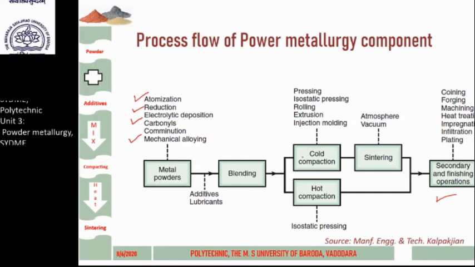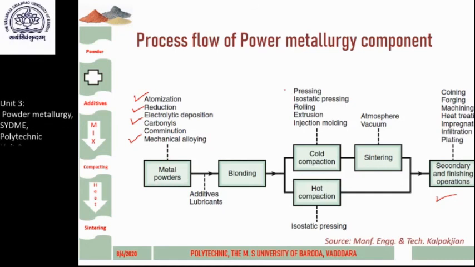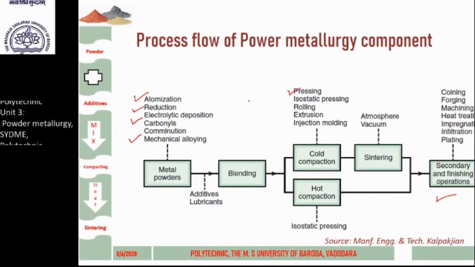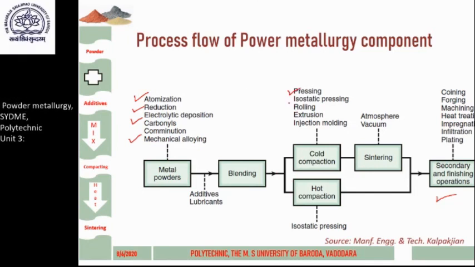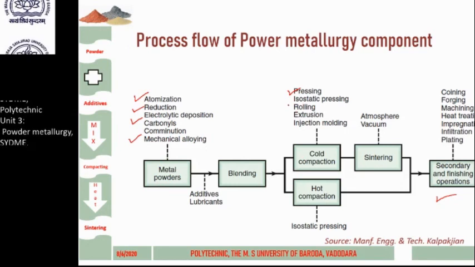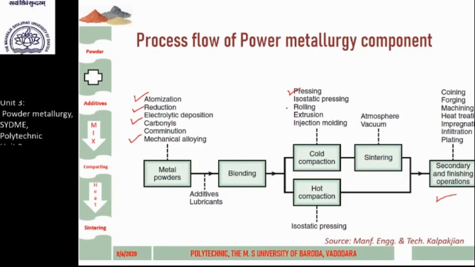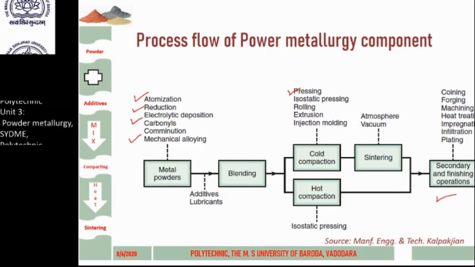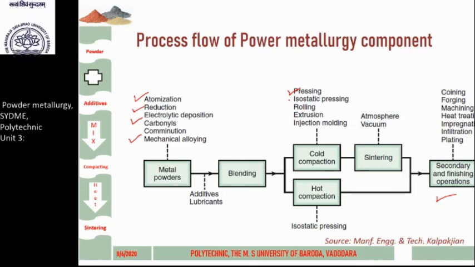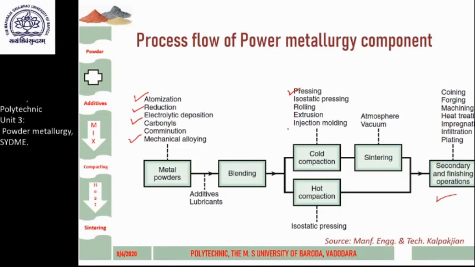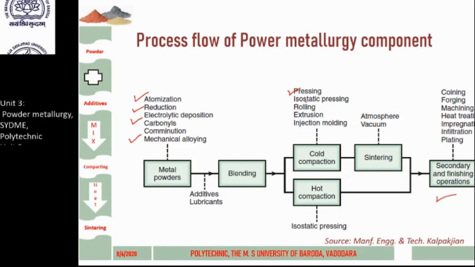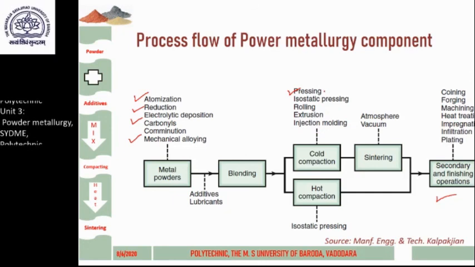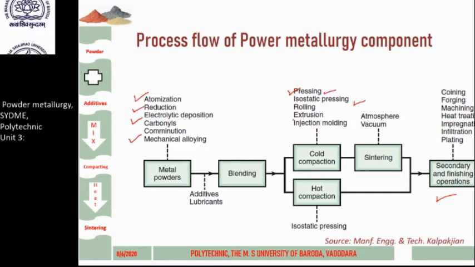Thereafter, some compaction processes that are used. Simply we know one process, and that is pressing, what I have shown over here. Then there is an isostatic process, that is isostatic pressing. It can be rolling, it can be extrusion, and it can be injection molding. So we will learn a brief introduction about all the processes which are used for compaction and slightly more detail in case of pressing and isostatic pressing.